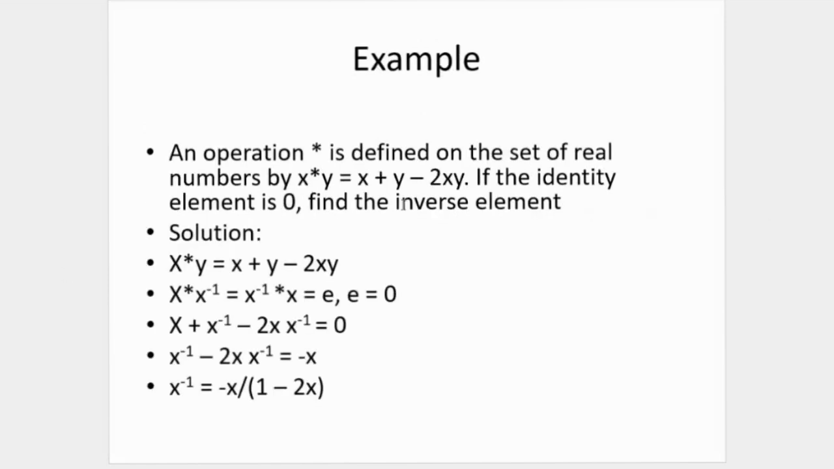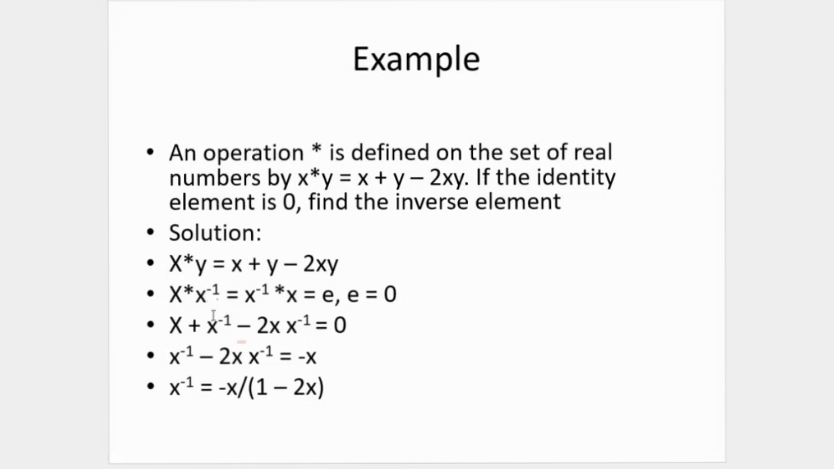For this example, we've already been told what the identity element is. The identity element is 0. Now we are asked to find the inverse element. The operation on the set of real numbers is x asterisk y is x plus y minus 2xy. That's written out here. So now what you do to find the inverse element is you replace y with x inverse, which is what you're looking for. On the left hand side you replace y with x inverse, and everywhere on the right hand side as well.